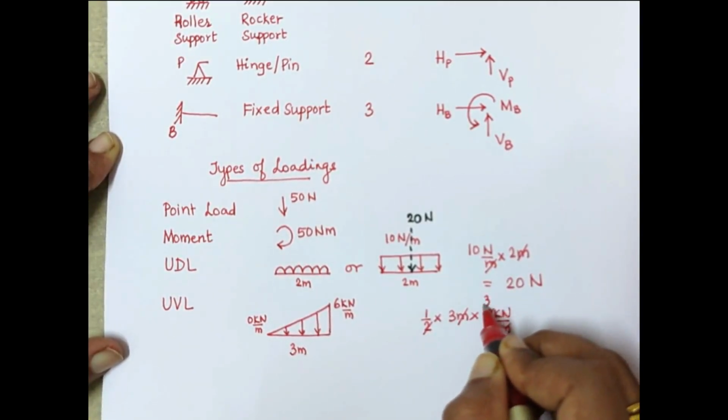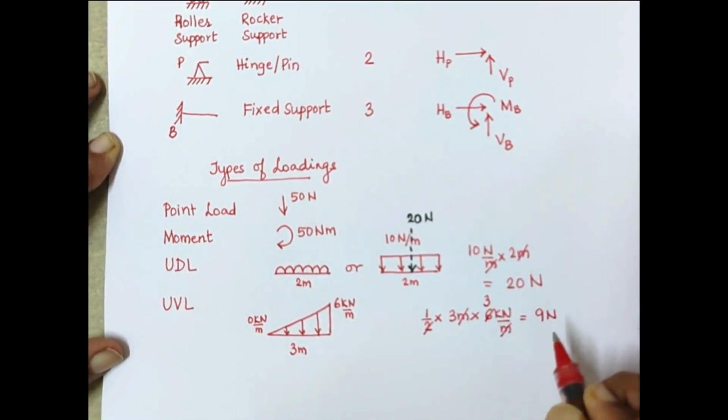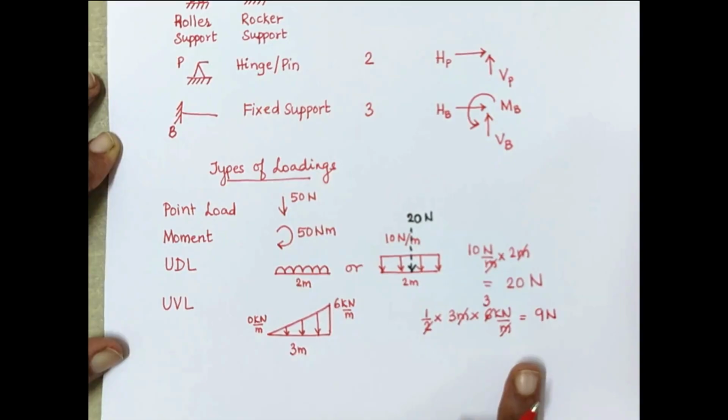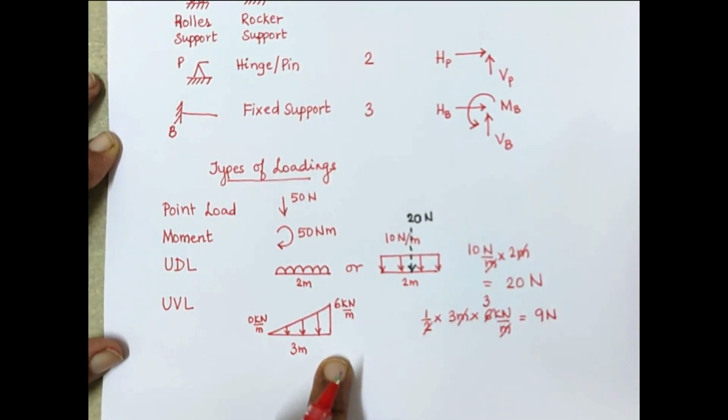2 3s are 6, so 3 3s are 9. So you get a point load of 9 kilonewton. Again, you are taking the point load just for the sake of calculating the support reactions, but on the beam the loading will continue to remain as a triangular loading.